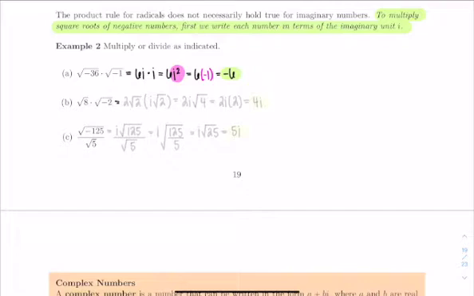Let's go ahead and try another one. We have the square root of 8 times the square root of negative 2. First, we can rewrite the square root of 8 as 2 times the square root of 2. And the square root of negative 2 is going to turn into i times the square root of 2. Now we just multiply the outside pieces and the inside pieces together. And so on the outside we have 2i, and on the inside we have the square root of 4. But the square root of 4 is just 2, and 2i times 2 is just 4i.